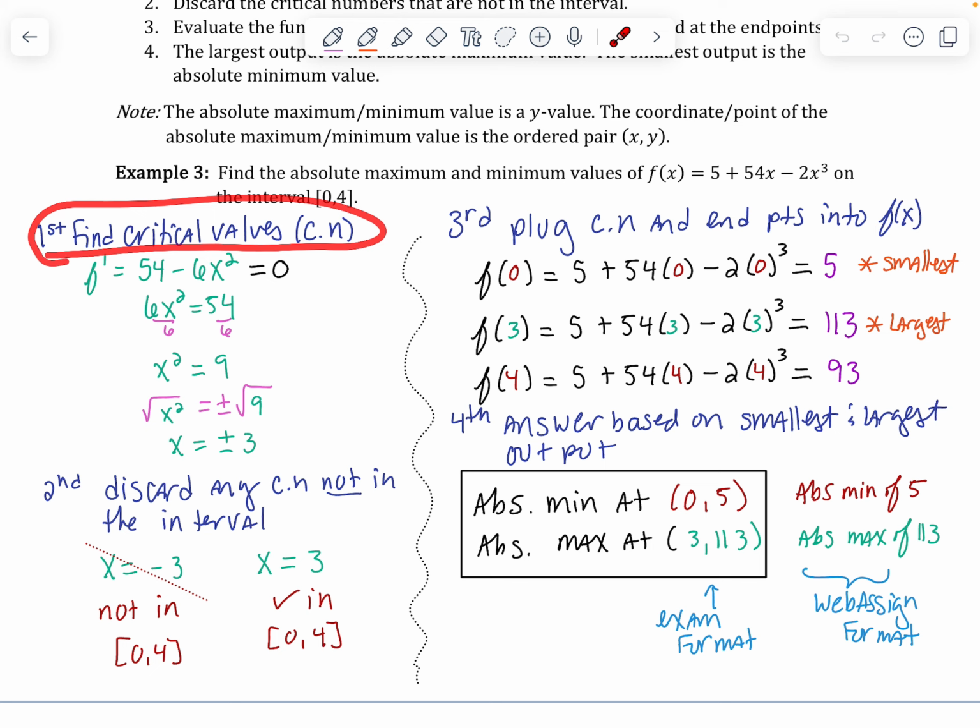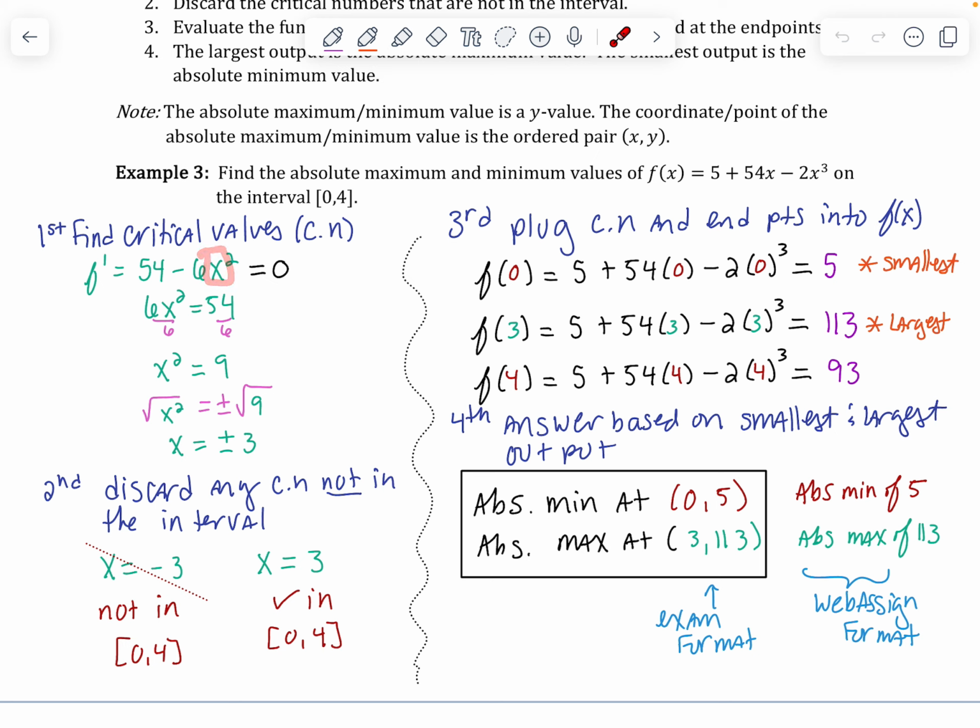First, I need to find the critical numbers. I wrote the word value here, but I've been abbreviating CN for critical number. The critical numbers are found using the derivative. So the derivative of 5 is 0, 54x is just 54, and minus x cubed is minus 6x squared. My derivative only has a numerator, so I'm setting my numerator equal to 0.